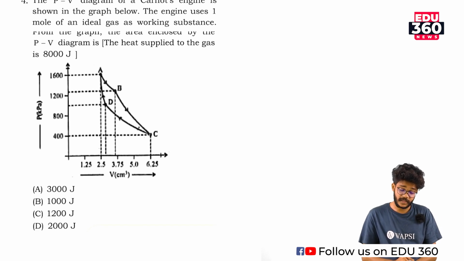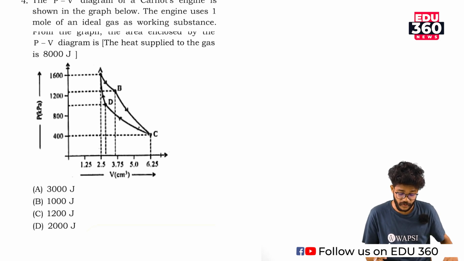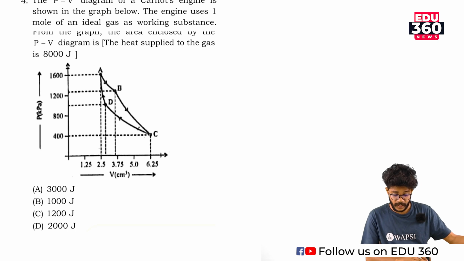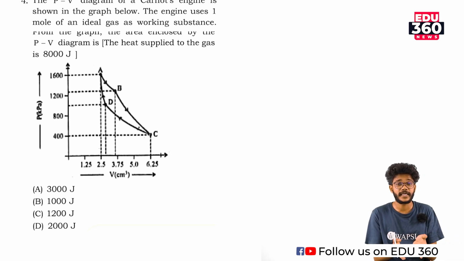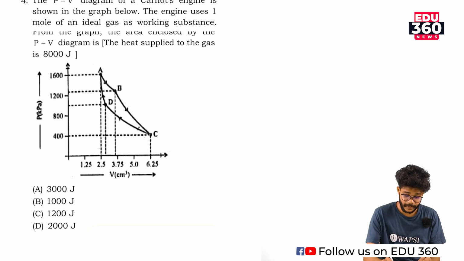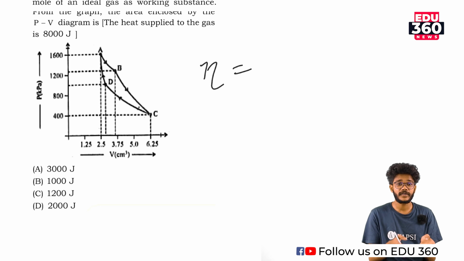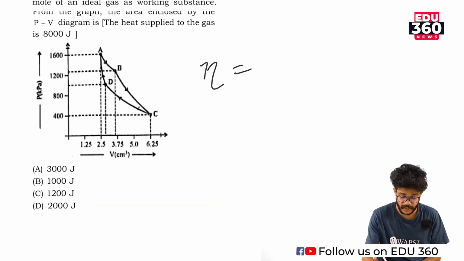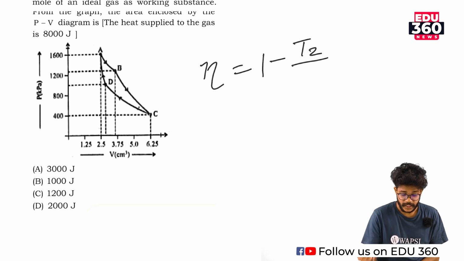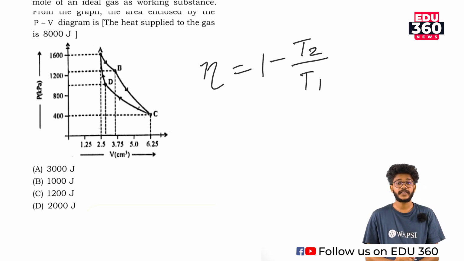Which equation connects work? Here we have the data of pressure, and here we have the data of volume, and here we have the data of temperature. Actually the temperature is not given, but we can find it. How can we find the temperature and connect the temperature with the work done? For that I am writing an equation for eta. Eta is the efficiency of a Carnot engine. The efficiency of a Carnot engine is 1 minus T2 by T1.